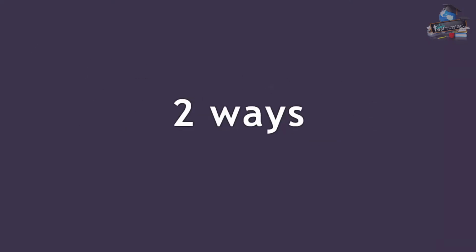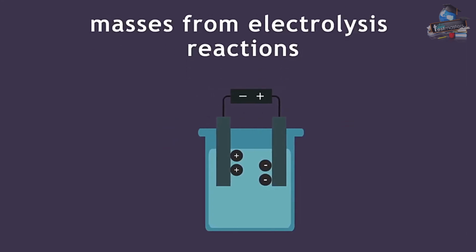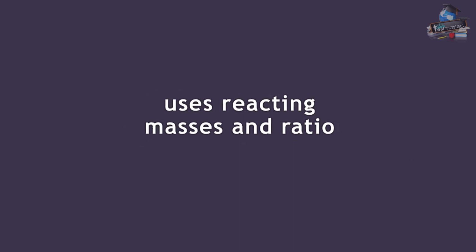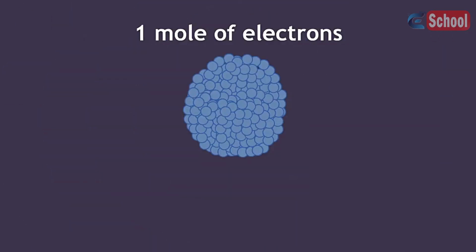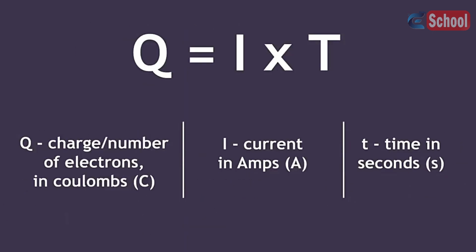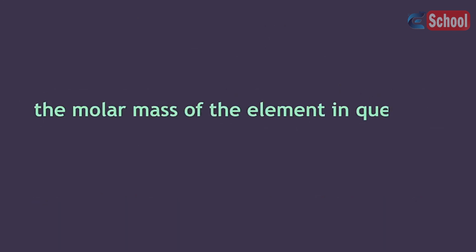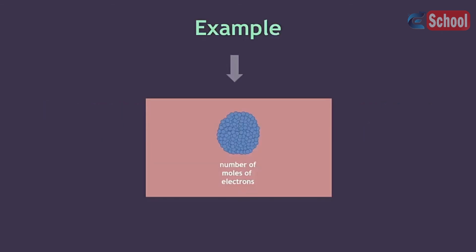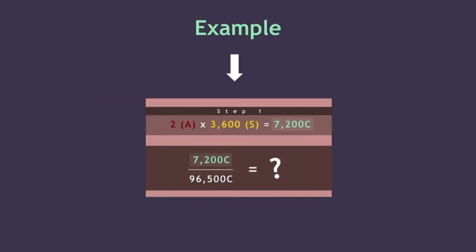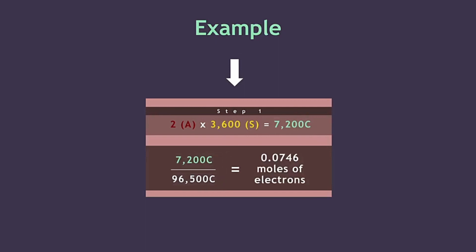In summary, there are 2 ways you can calculate masses from electrolysis reactions. The first uses reacting masses and ratio. The second involves the use of the fact that 1 mole of electrons has a charge of 96,500 coulombs. Using this fact and the formula Q equals I times T, you can calculate the actual charge being transferred in a given time. Knowing this and the molar mass of the element in question allows you to use proportion, as shown from the example, to calculate the mass of any unknown from an electrolysis reaction.